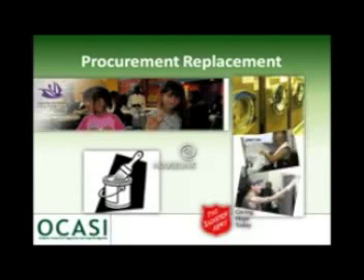This model, I've just found out, is being replicated in Peel in a partnership between Peel Region, the Salvation Army, and a nonprofit called Street Soccer, and it's called the Street Soccer Laundry, which is kind of neat.